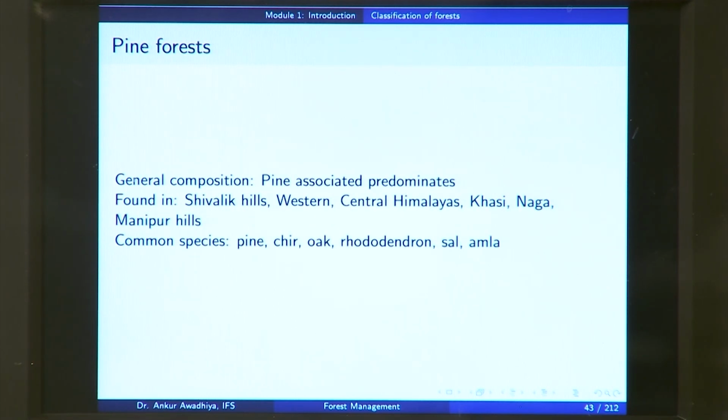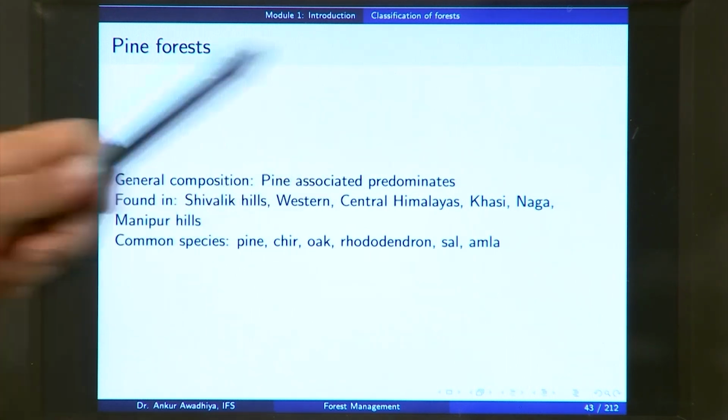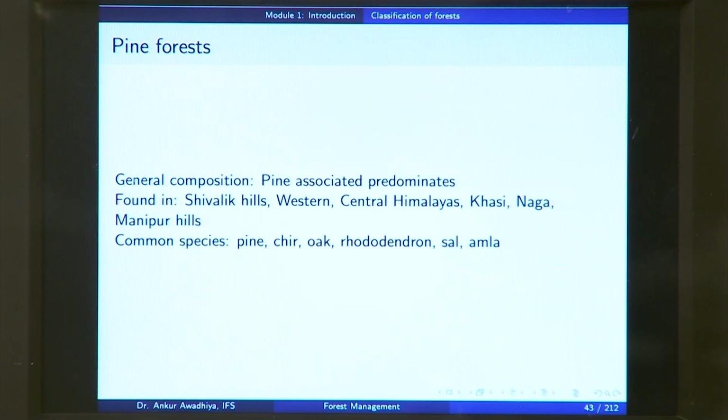Next, we have pine forest. Now, these are again found in mountainous areas, but at greater heights as compared to the broadleaf forests. So, general composition is pine and the associates, which predominate in this area. Now, these are found in Shivalik hills, western central Himalayas, Khasi, Naga and Manipur hills, and the common species include pine, cheed, oak, rhododendron, sal and amla.